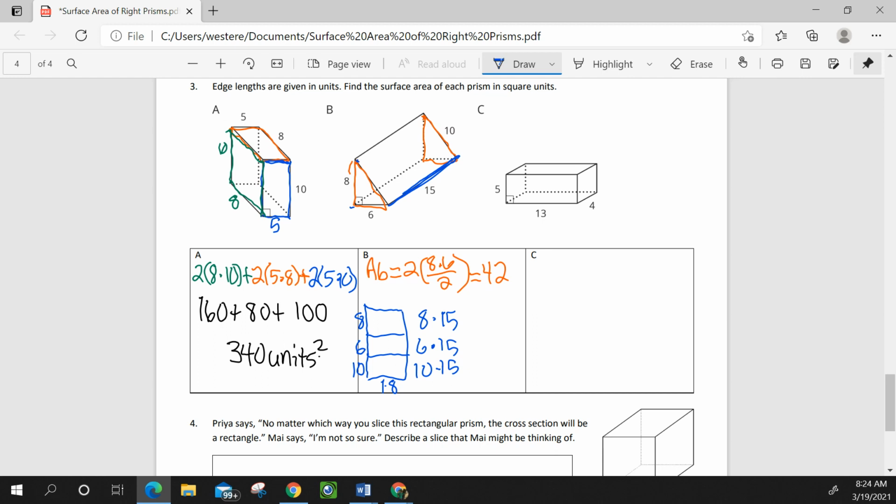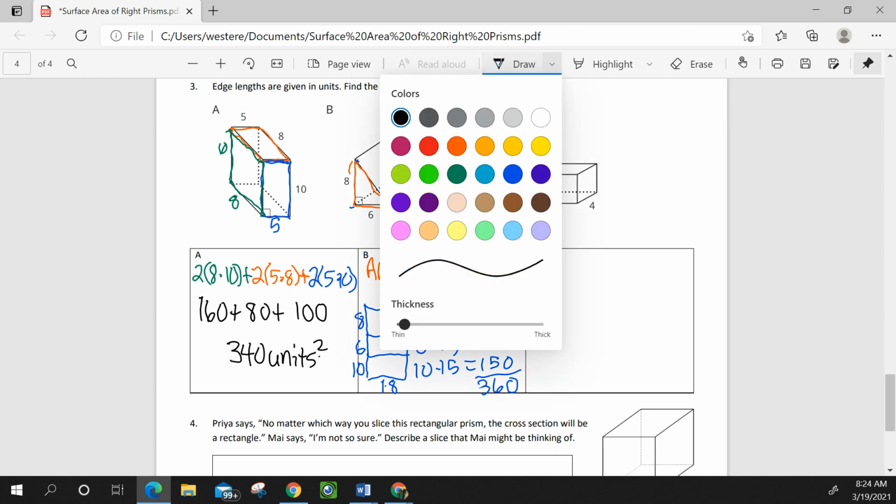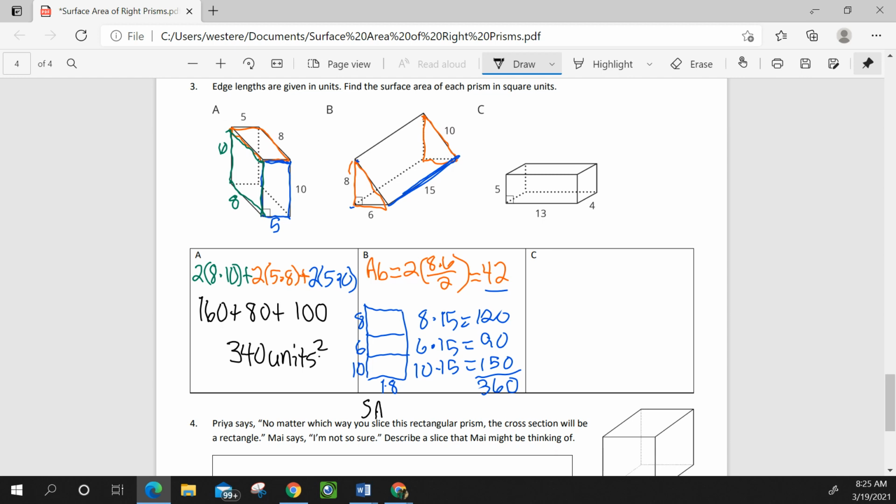I'm going to get my calculator out and we can do that at the same time. So 8 times 15 is 120. 6 times 15 is 90. 10 times 15 is 150. Add those together, I get 360. Okay, so now I have 48 and 360. To add those together, surface area is the area of the bases plus the area of the faces, which is equal to 408 units squared.